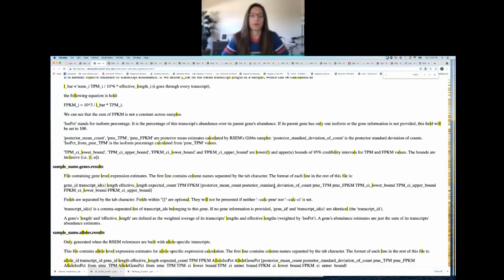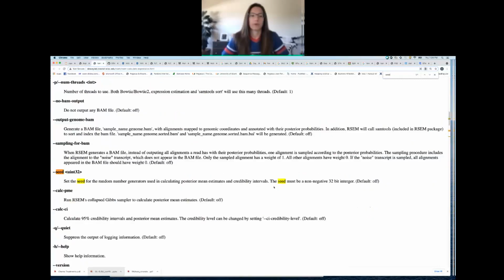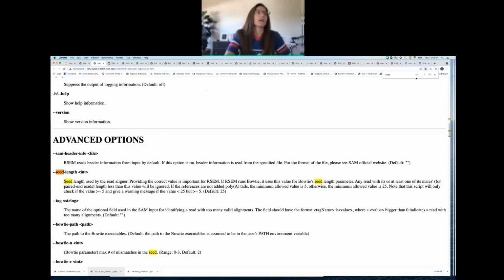And so that's that specific option in the RSEM documentation. It's under the advanced options in the RSEM documentation for calculate expression, which is the RSEM function that we use to do our quantitation. And so the default setting, which is the setting that we use, is set to a length of 25. So this basically is giving us that warning, telling us that it's not going to count any reads that are shorter than length 25.